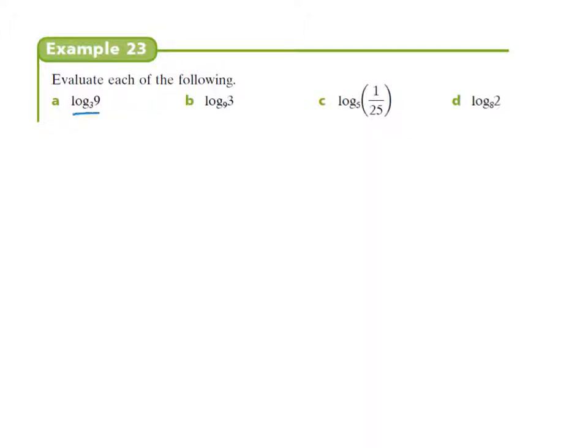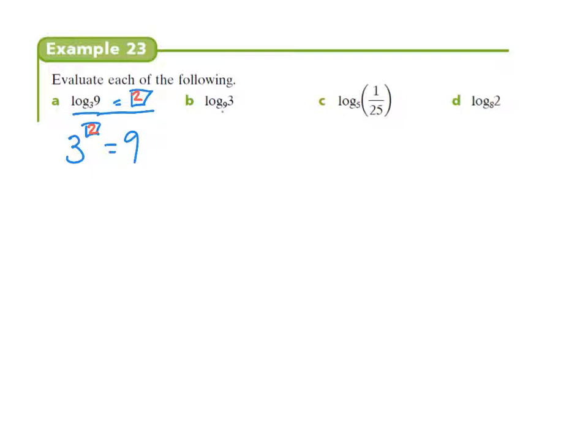If we look at this log equation, let's just use the index form. So 3 to the something equals 9. And we're looking for that something. Okay, 3 to the power of what? That's actually 2. So 3 squared is 9. So the answer there is 2. All right, let's do B.